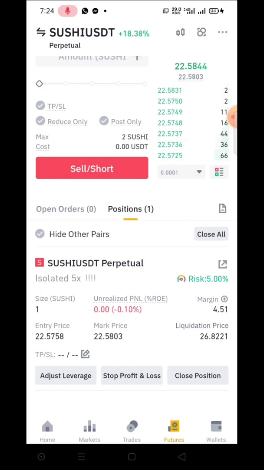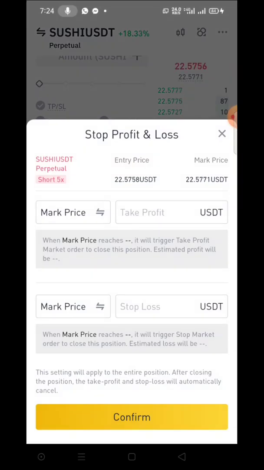Now let's do the stop loss and the stop limit. Take profit, stop loss, and stop limit. Let's try something. Now this is my entry point. My entry point is 22.5 whatever USDT, and this is the market price, 22.58, 22.57. Now, sorry, what I did here, my order here is to sell, not to buy.